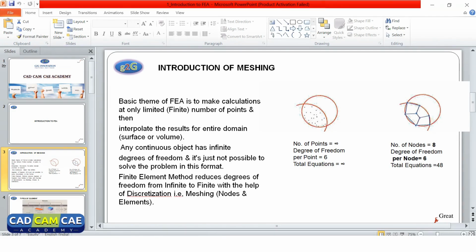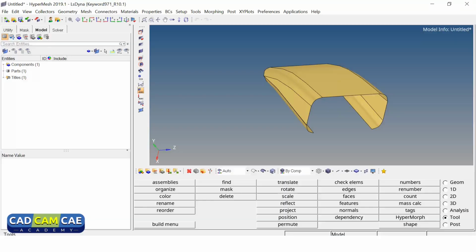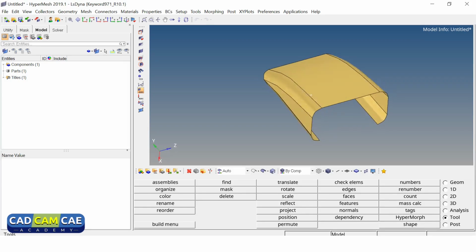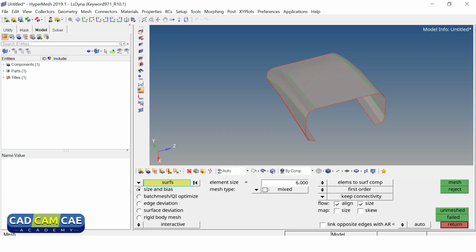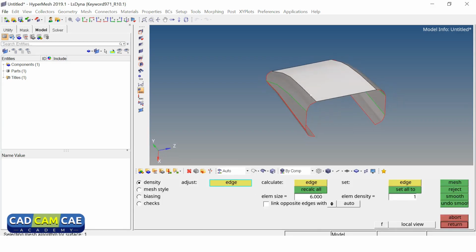We will see the HyperMesh software, just a glimpse of it. Later we'll learn it in detail. So this is how the GUI, graphical user interface, of HyperMesh looks. Here I have one component. Just now I explained finite element analysis, so what I will do is divide this into a number of small elements.